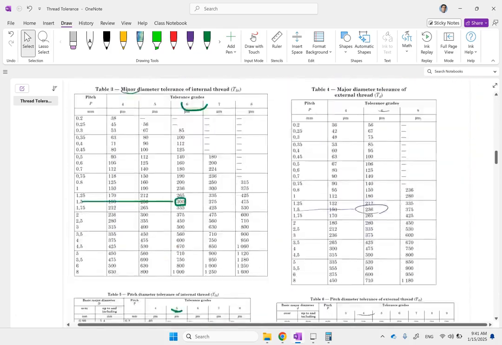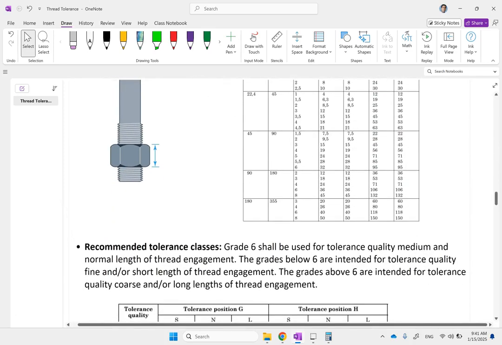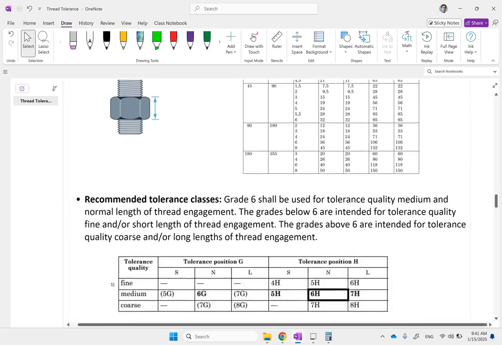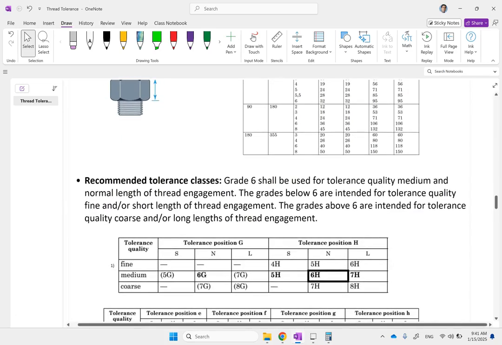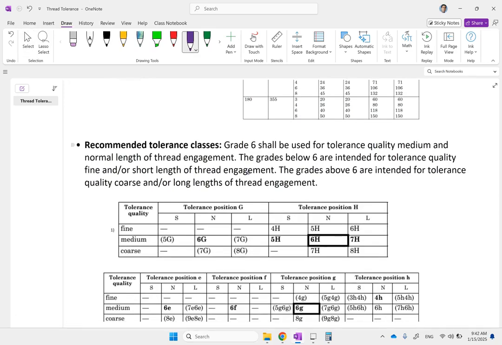Now, with all that in mind, the next question that comes in is, what class of tolerance do we pick, right? So we have different classes, tighter one, shorter, basically looser one, different locations and so on. Which one should we pick? Now for that, here there are some recommendations. It said grade 6, which is somewhere in between the very tight and very loose, is used for tolerance quality medium and normal length of thread engagement.